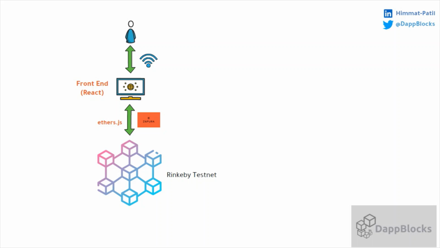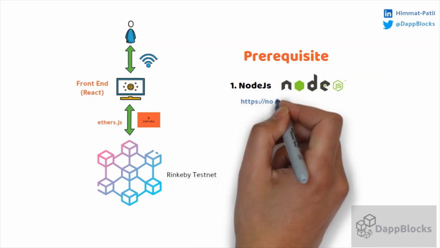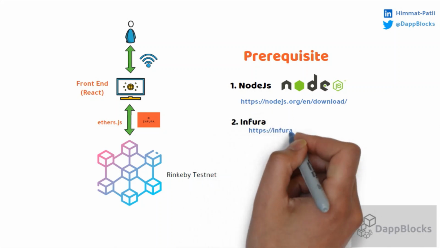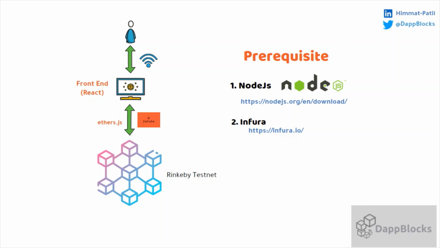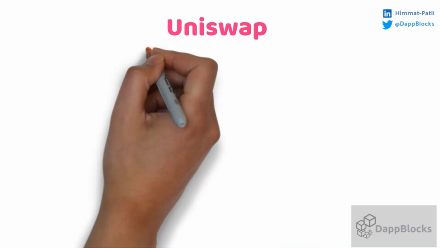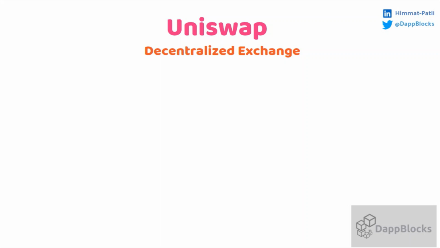Let's get started. Prerequisites. First, Node.js. You can download Node.js from nodejs.org. Second, Infura. Sign up at infura.io and get an HTTP RPC URL. Uniswap is a decentralized crypto exchange on the Ethereum blockchain where you can swap one token for another.